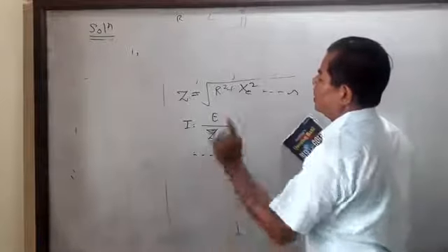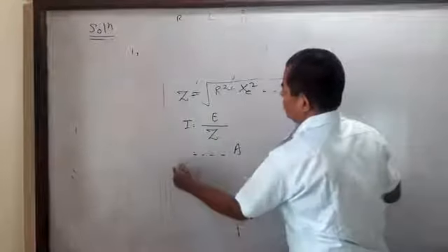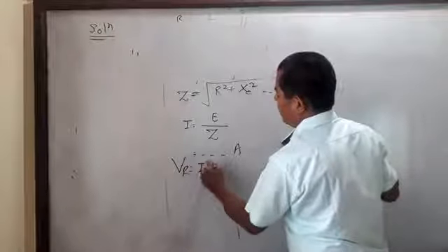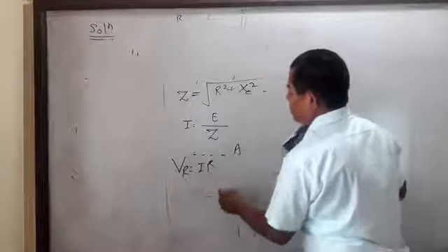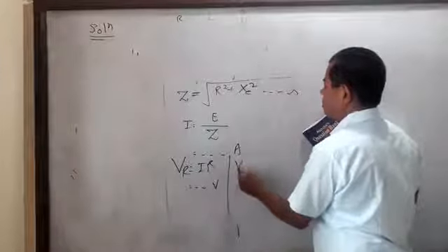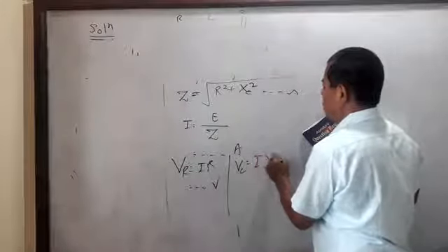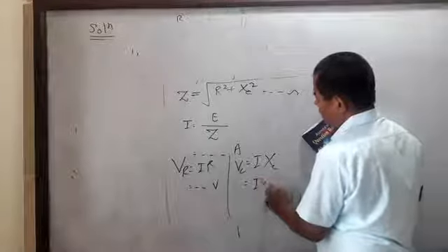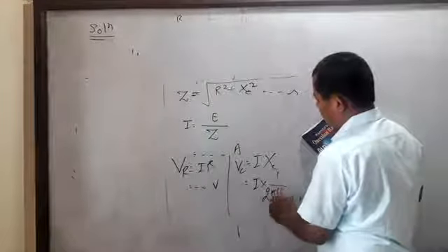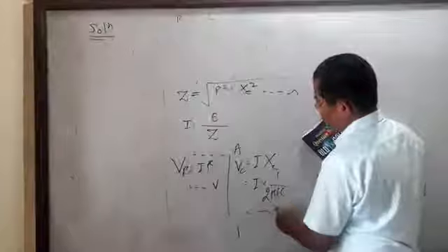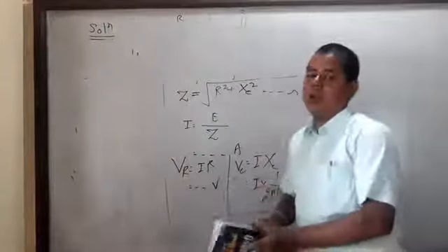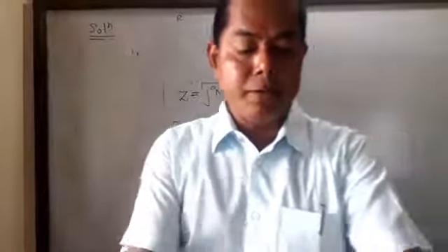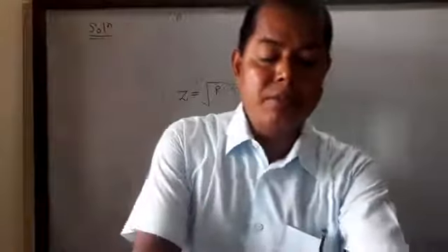Then we find the potential difference across the resistor and capacitor. VR is equal to I into R, in volts, and VC is equal to I into XC, where XC is 1 divided by 2 pi FC. Then solve these equations and find the values of VR and VC. This is about question number 61.